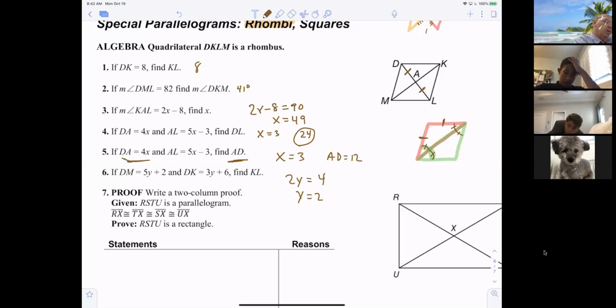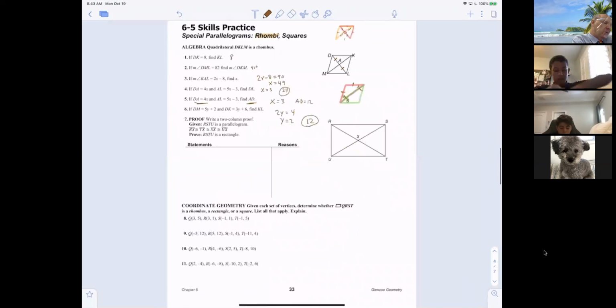So now they're asking about KL. What's KL? 12. 12, thank you. It's 12, right? Because all sides are equal. All sides are equal. All right, I'm pretty happy with that. Let me see how much more.